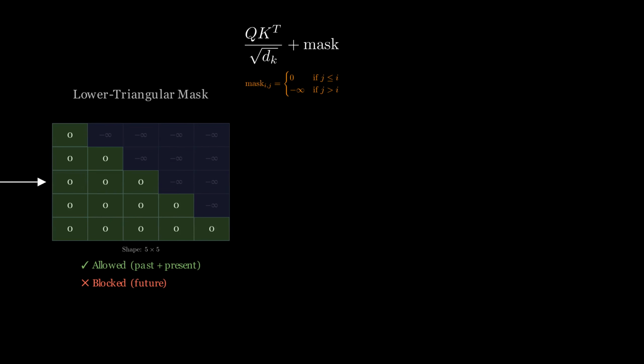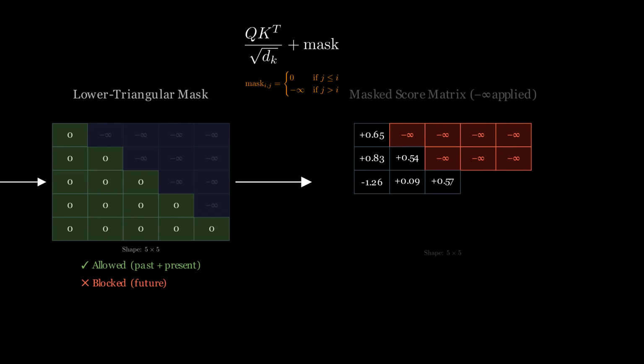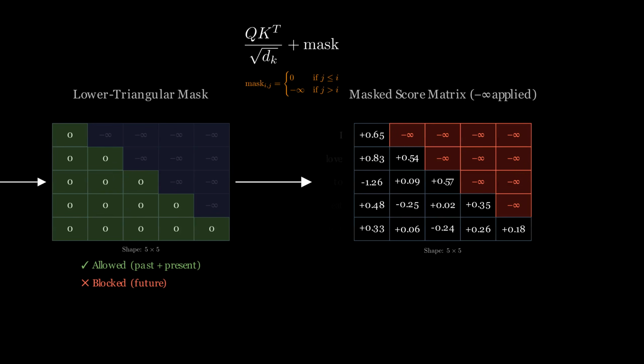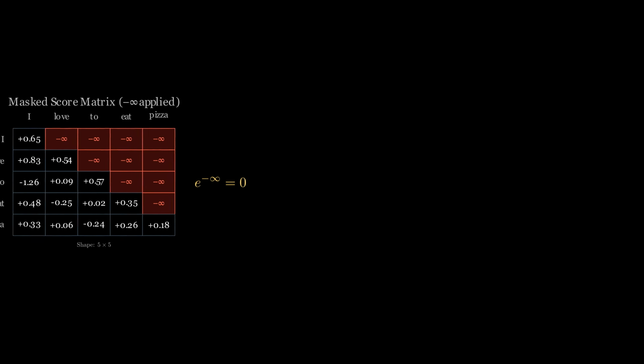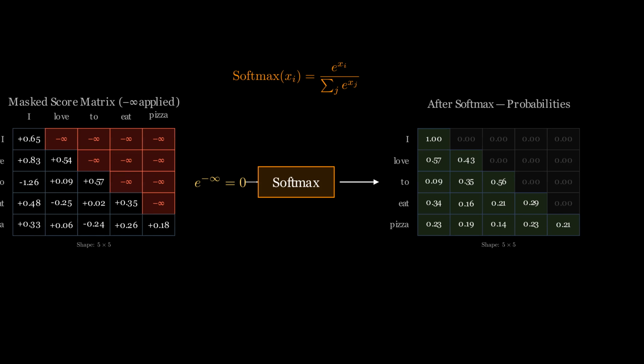Now we apply the mask. We don't just zero out future scores, we slam them with negative infinity. Why negative infinity and not just 0? Because 0 still survives Softmax. Negative infinity doesn't. Softmax exponentiates every score and then normalizes across the row. Each row sums to 1. e to the negative infinity is exactly 0, not just approximately 0. So every masked position gets wiped out completely. No cheating, no gradients, no information from the future.